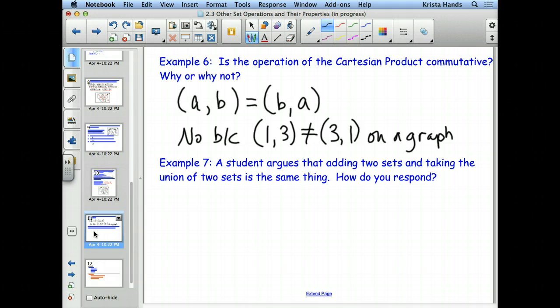Next one, number 7. A student argues that adding 2 sets and taking the union of 2 sets is the same thing. How do you respond? Throw a pin at him, right? No, not how you respond. So adding 2 sets and taking the union of 2 sets is the same thing. What do you think? You know what taking the union of 2 sets looks like, right? From a picture point of view. What in the world does adding 2 sets look like?